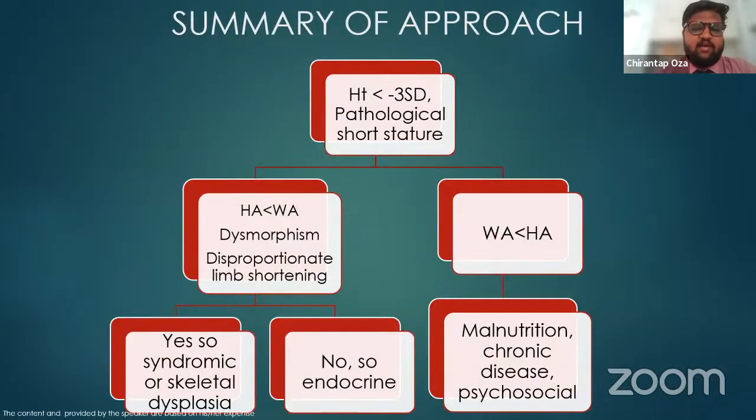So moving ahead in the approach, if height is less than -3 standard deviations, one must look for pathological causes of short stature. If weight age is less than height age, it could be malnutrition, chronic disease, or psychosocial short stature. But if height is more affected than weight, then one must look for dysmorphism and disproportionate limb shortening. If there is any dysmorphism, then it might be suggestive of a syndromic form of short stature. And if there is any disproportionate limb shortening, one must look for skeletal dysplasia or mucopolysaccharidosis. If there is no dysmorphism or disproportionate limb shortening, an endocrine cause of short stature must be evaluated.